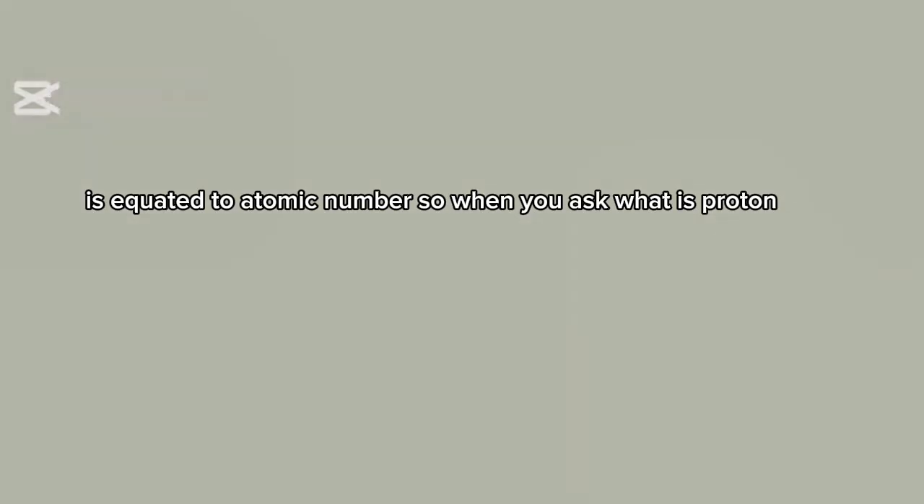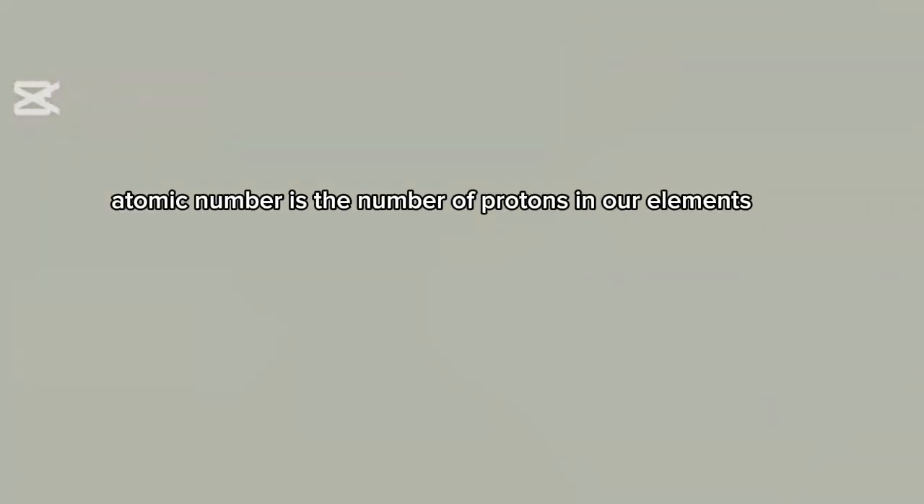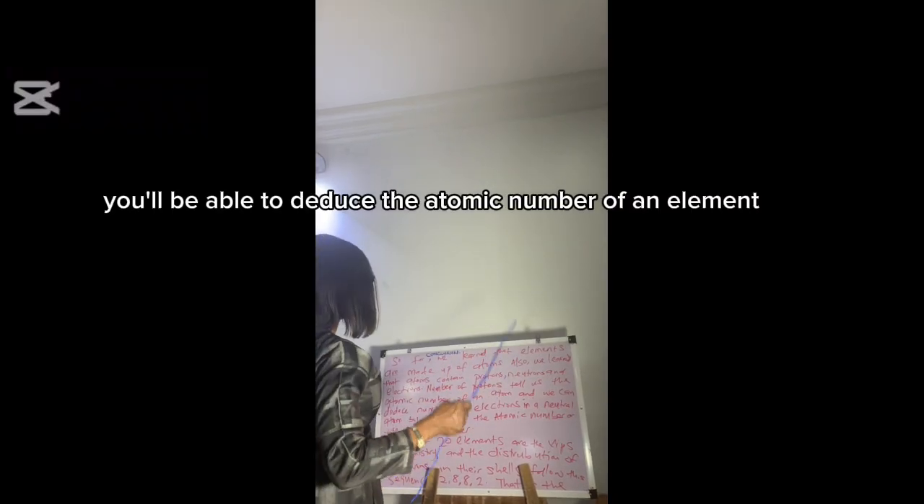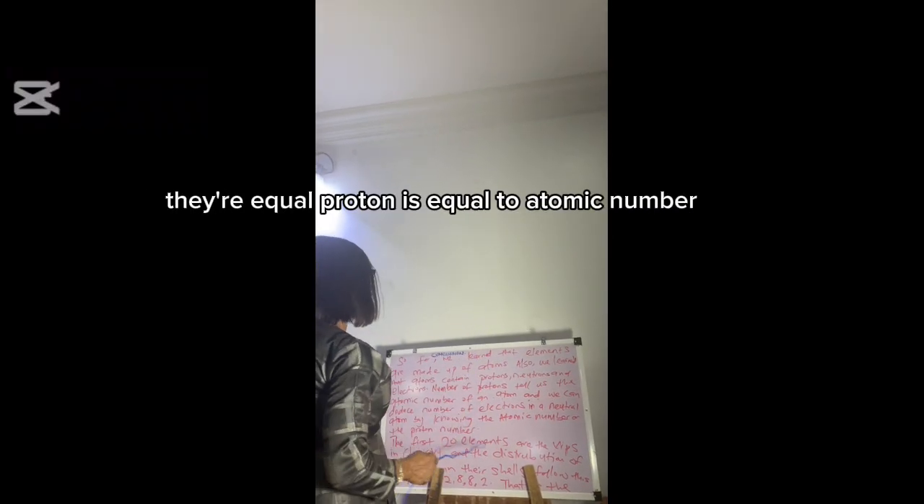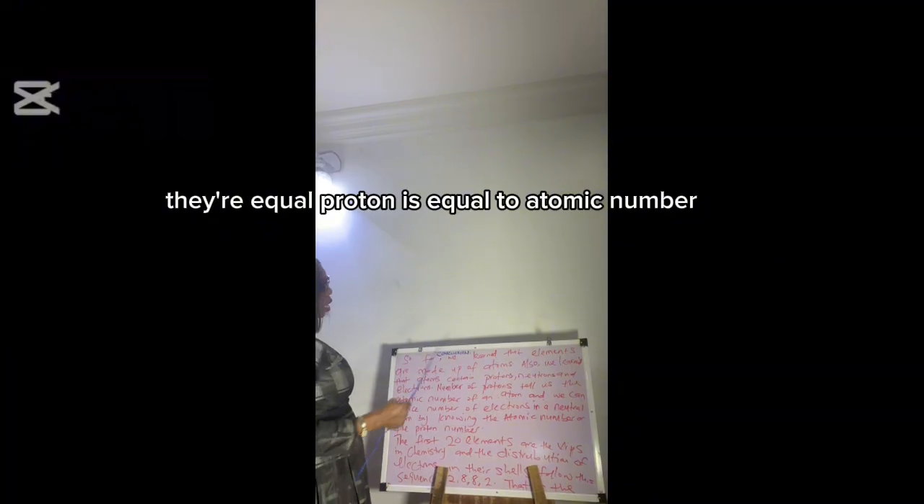So when you're asked what is atomic number? Atomic number is the number of protons in an element. So when you know the proton number of an element, you'll be able to deduce the atomic number of an element because they're the same, they're equal. Proton number is equal to atomic number.